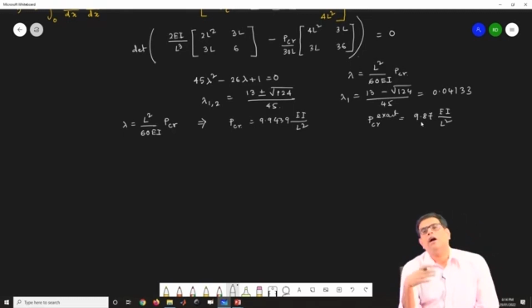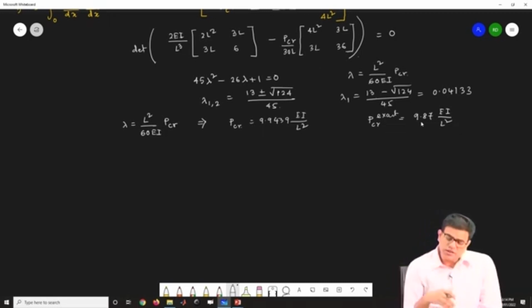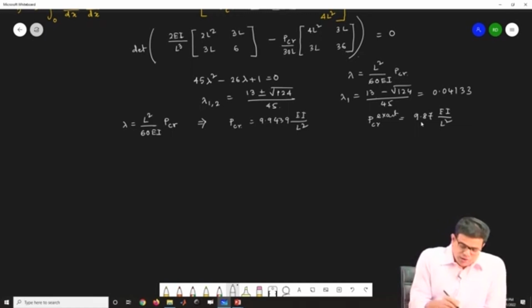So, you can compute the buckling load for any structure. For instance, I have done pin-pin. One end pin, one end fixed you can do, or any custom setting you can change. Even today there are some online calculators which can calculate the buckling load given the values of EI and L square and all those things. So, this is a small problem I wanted to discuss.